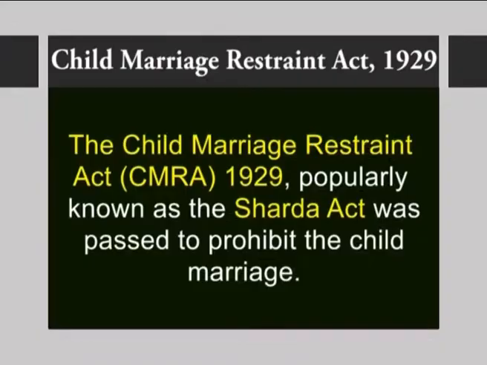Various acts adopted by Indian governments are: number 1, Child Marriage Restraint Act 1929. Child marriage is an age-old practice that has both social and religious sanction and cuts across all sections of society. Recognizing child marriage as a social evil, the Child Marriage Restraint Act 1929, popularly known as the Sharda Act, was passed to prohibit the child marriage.